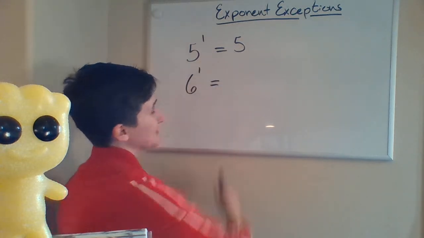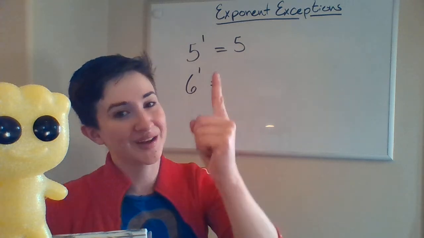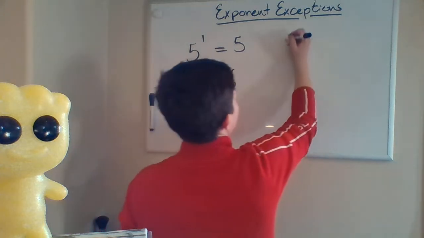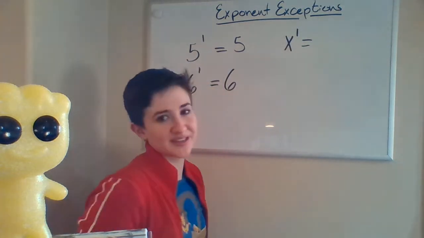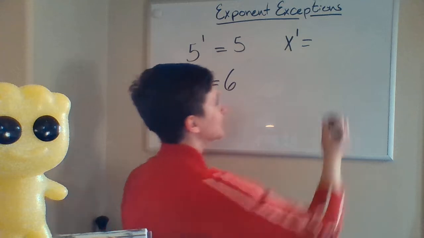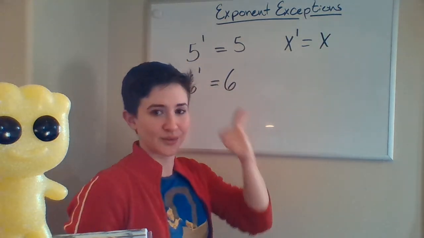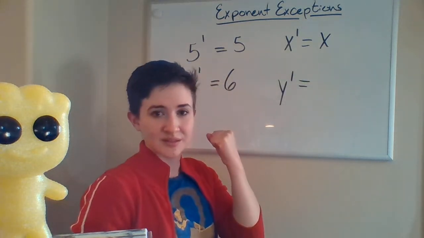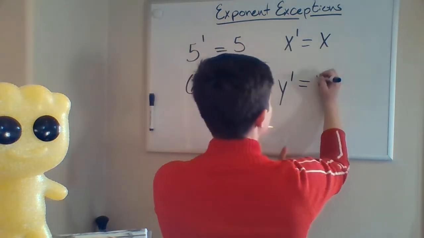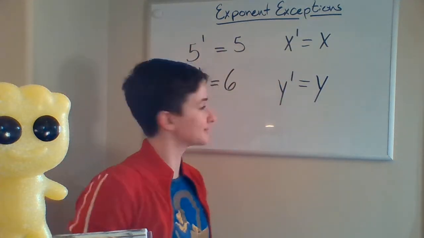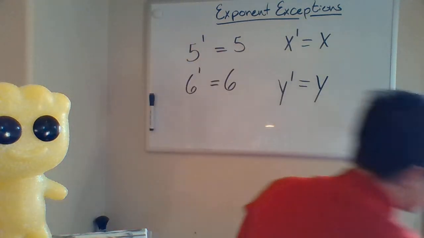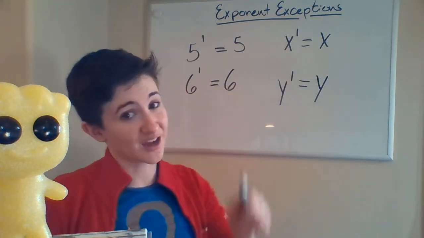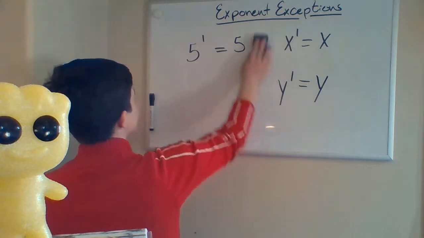6 to the first power is telling me I have how many 6s? 1. So it's 6. Try another one. X to the first power is telling me I have how many x's? 1. 1x. Done. Let's do another one. Y to the first power is telling me I have what? I have 1. So, boom. Did it. Done. That's the first exception. It should be pretty easy. If you don't get it, again, office hours, 10 to 11 a.m.